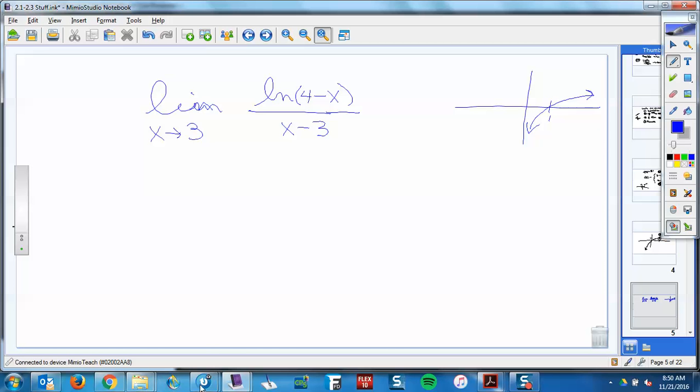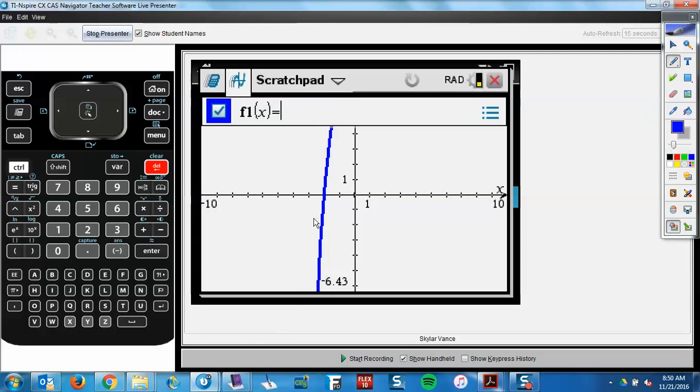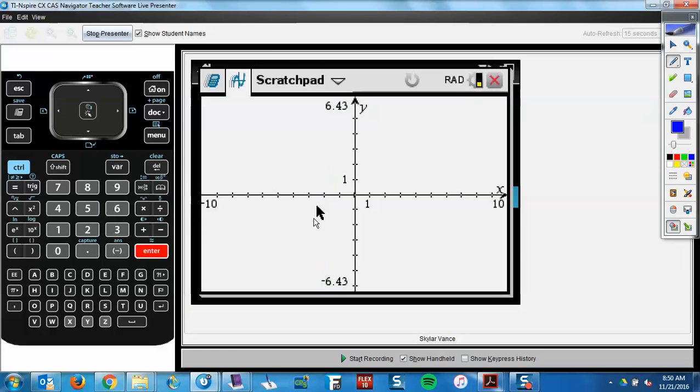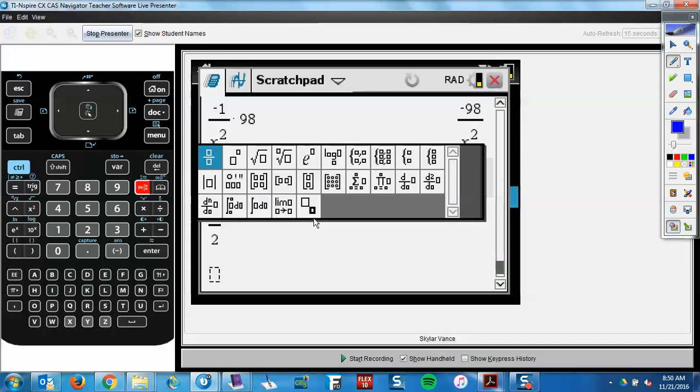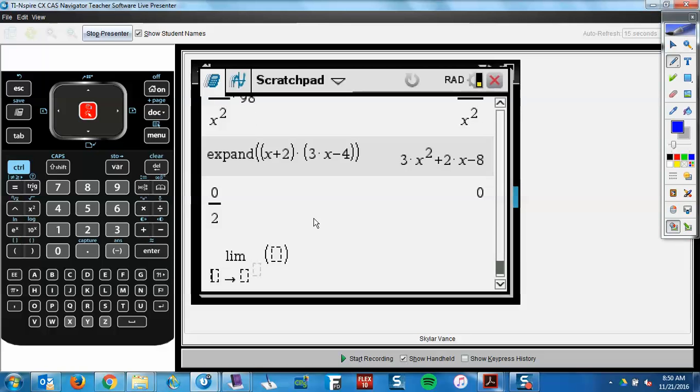Now, a little side note here. While Skylar's on here, hit enter, Skylar, just so we get rid of your old graph, and hit your scratch pad key again. And let me show you where this will do limits. Go over here to this button next to the 9, and grab the limit template right there. We hardly ever use this, because I'm hardly ever going to ask you.